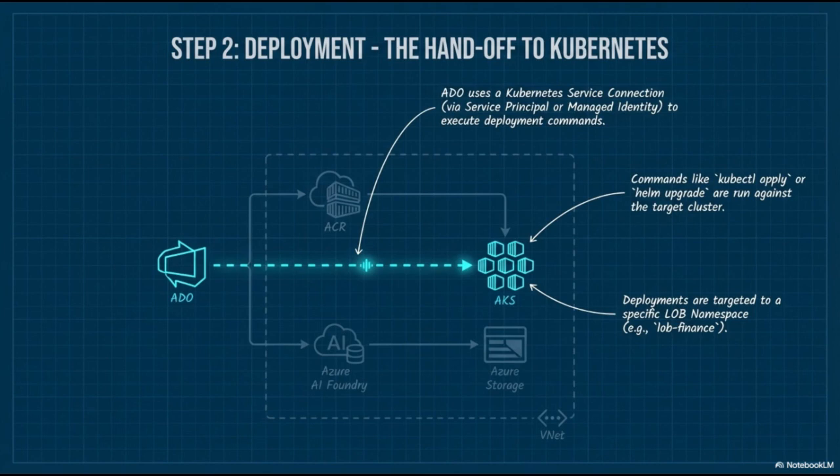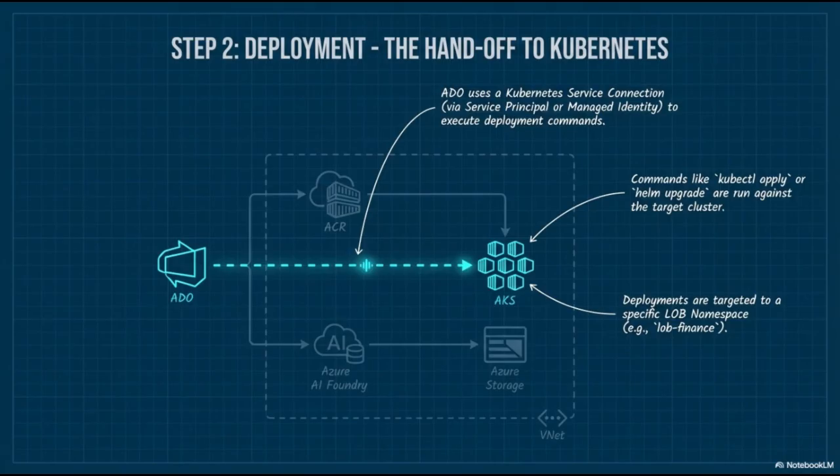Step 2 describes the deployment phase and the critical handoff to Kubernetes. Azure DevOps, or ADO, uses a Kubernetes service connection, authenticated via a service principal or managed identity, to execute deployment commands. During this process, commands like kubectl apply or helm upgrade are run against the target AKS cluster. These deployments are precisely targeted to a specific line of business namespace, such as Lob Finance.